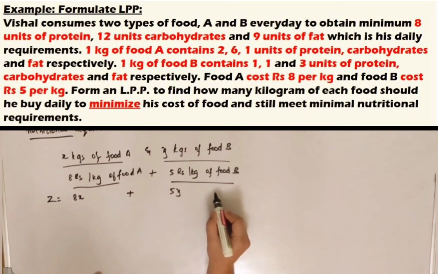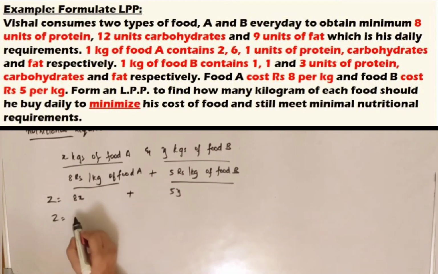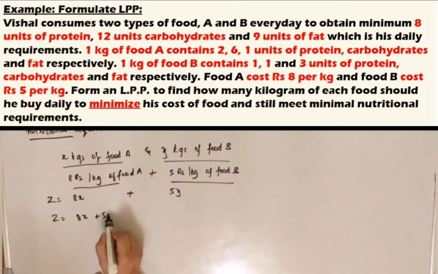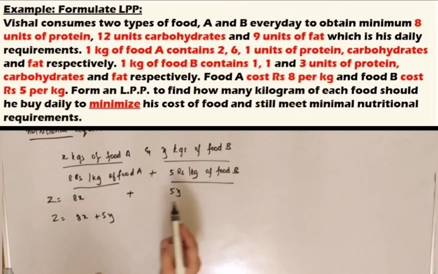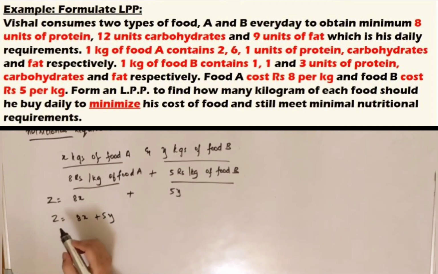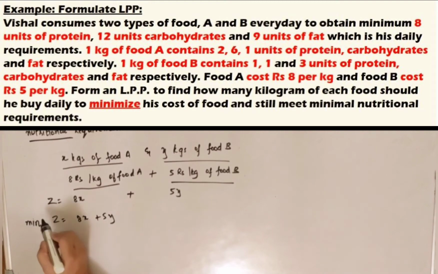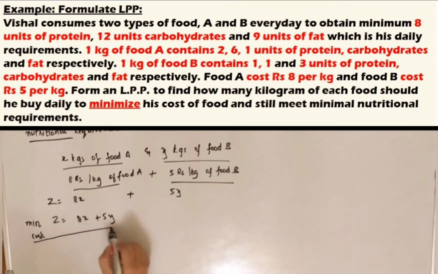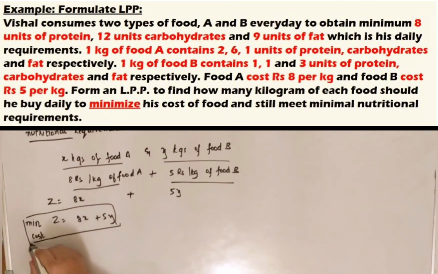Now this is what is the objective function. So what is the objective function? Z is equal to 8x plus 5y. Now what we have to do? It has to be minimized. So the objective is to minimize Z, that is, minimize the food cost. So this is the objective function.